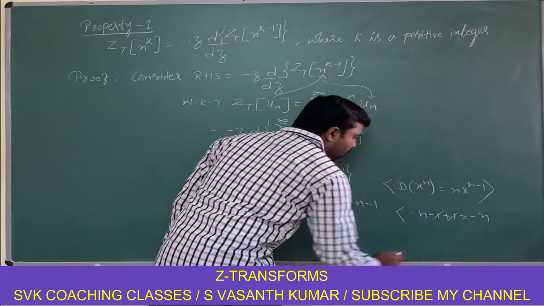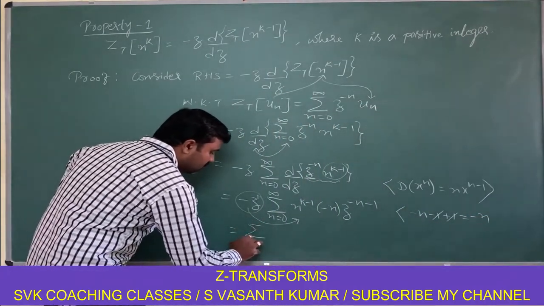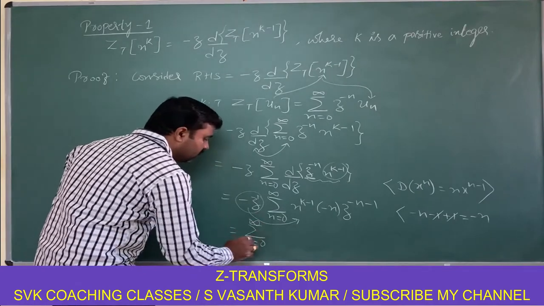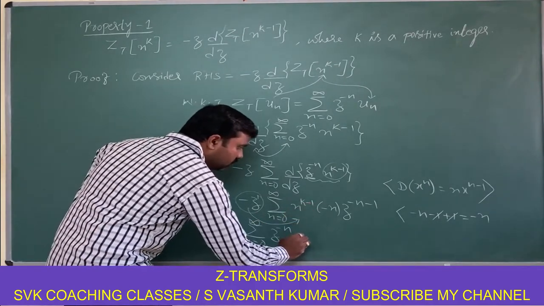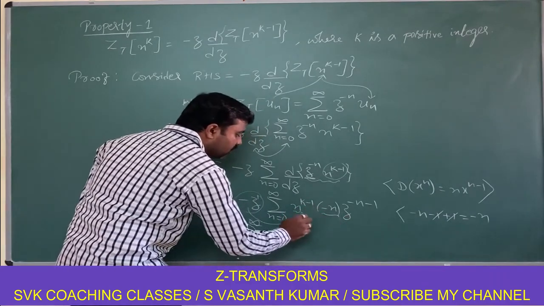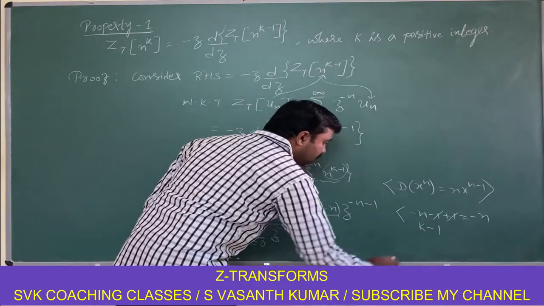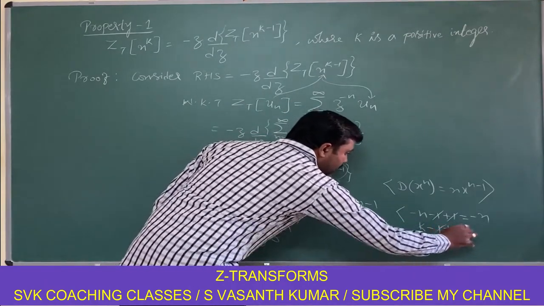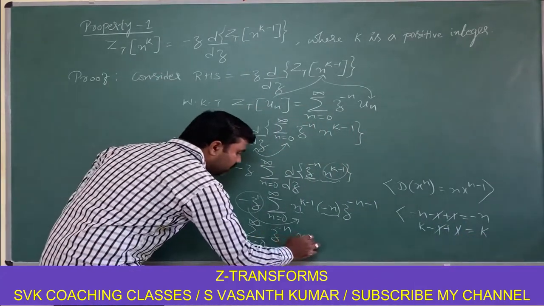You are left out with minus n. Inside the summation, you are left out with summation n equal to 0 to infinity z power minus n into n. Now similarly, bases are same of n. Add the powers. You are going to get the powers are k minus 1 plus 1. So plus 1 minus 1 get cancelled. You are left out with what? k. So it is n power k.